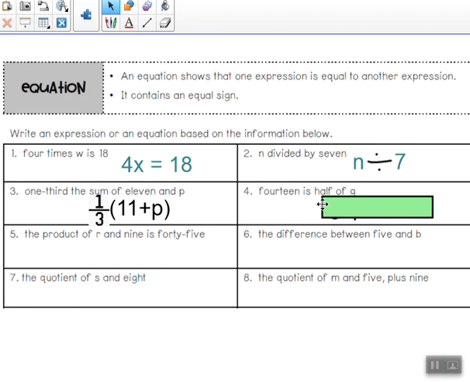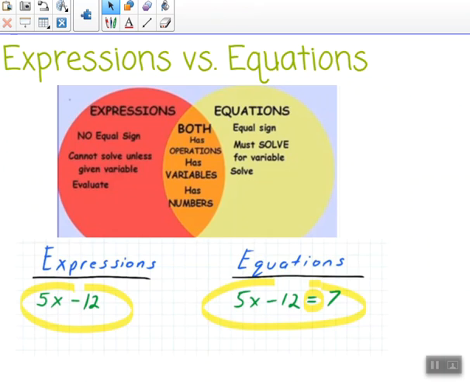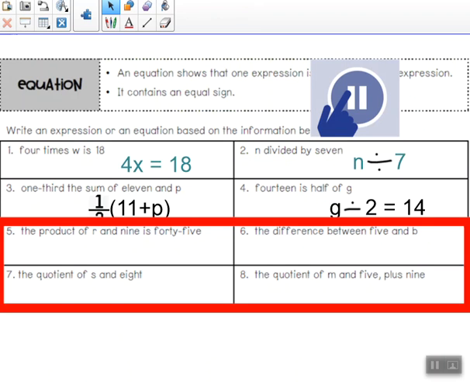In number 4, 14 is half of, is that Q or G? I don't know, but 14 is half of something. All right, so that's going to be an equation because it's going to equal 14. And I know that that's half of G. So if I do G cut in half, or G divided by 2, I get 14. So some of these will result in equations and some will result in expressions. At this point, I want you to try the bottom 4 on your own and see if you can think of their expressions or equations and what they would look like. So pause right now.